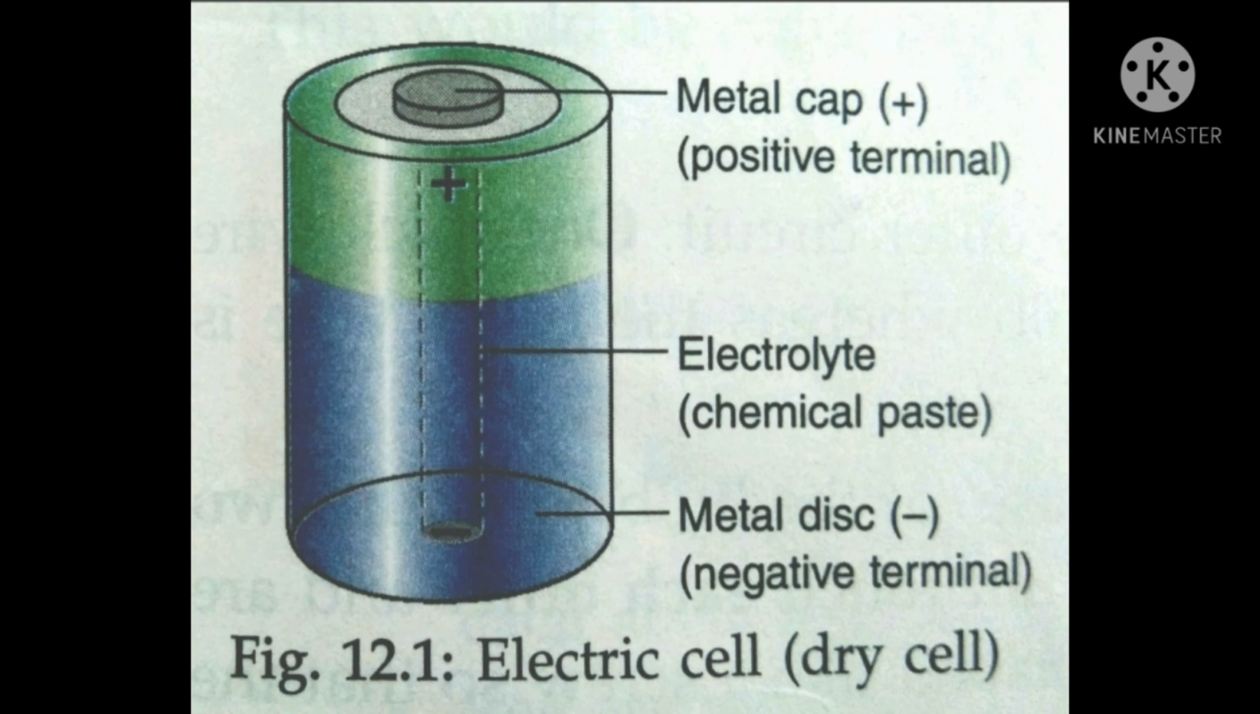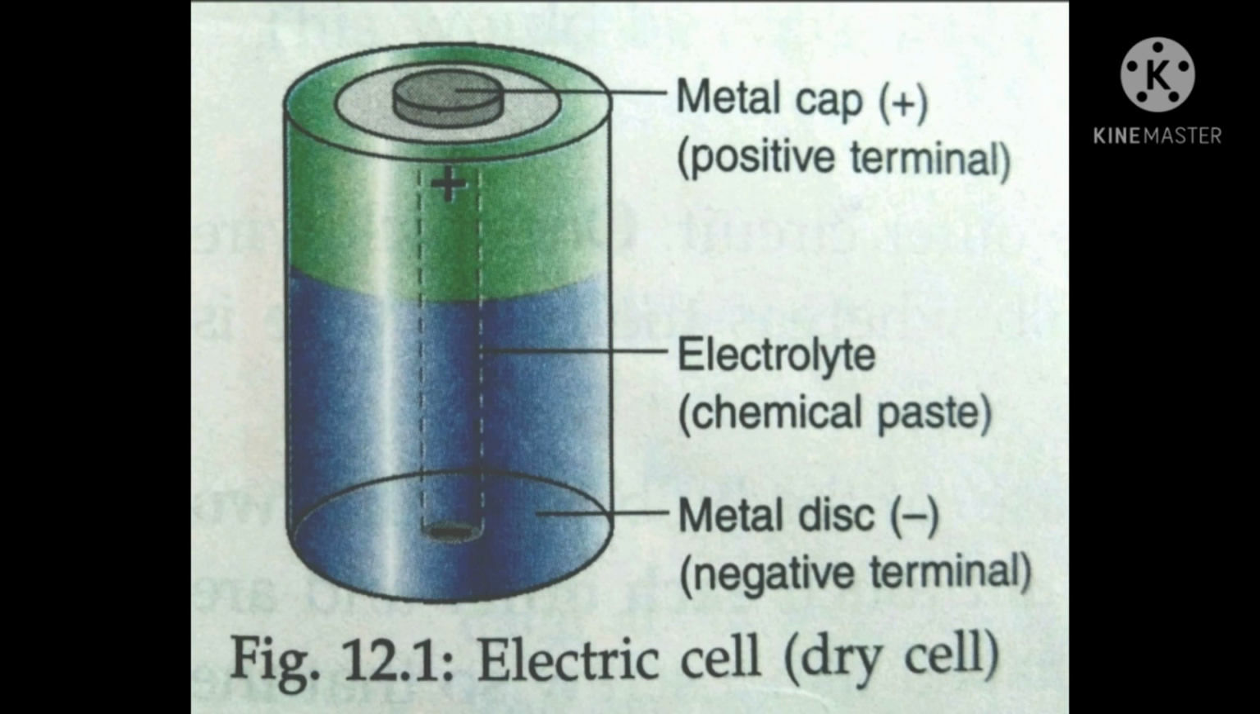The most commonly used electric cell is a dry cell. It's called a dry cell because it does not contain any liquid. A dry cell is not really dry and contains a chemical paste called electrolyte. It contains a chemical paste. We call it an electrolyte.